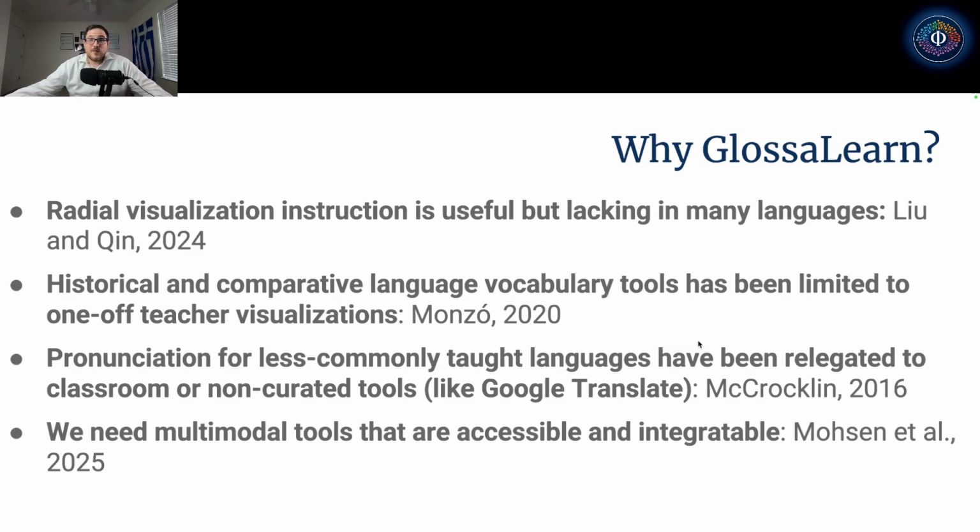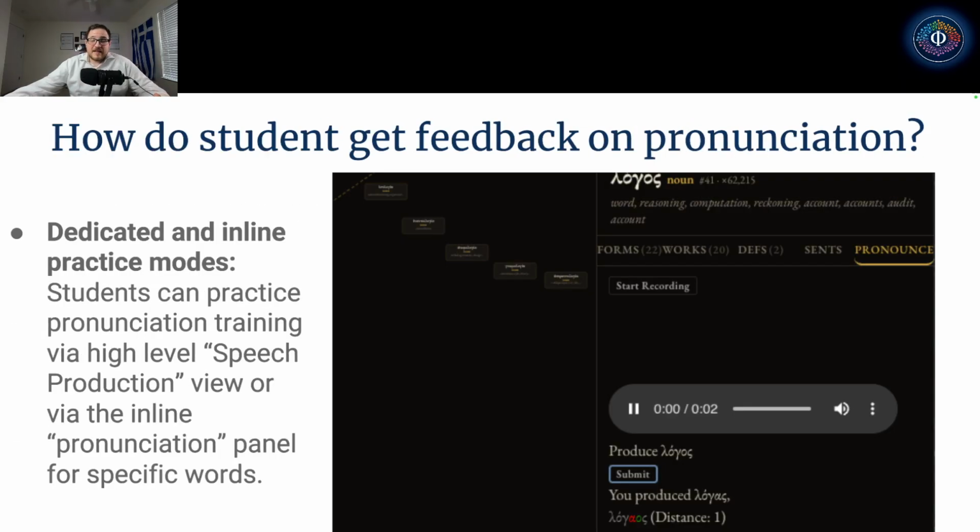So I want to turn this over to the pronunciation side of things and ask, well, how can you give students feedback on pronunciation? Well, this is where once you have selected a word in GlossaLearn, there will be a box here on the right side of the screen that says pronounce, and you can actually click start record, and whatever word that you have selected from the radial visualization, you can actually pronounce that word. You can record yourself saying that word. And when you hit submit, you will get a letter by letter, sound by sound set of feedback. It'll tell you exactly what letter you mispronounced or what sound you should have said.